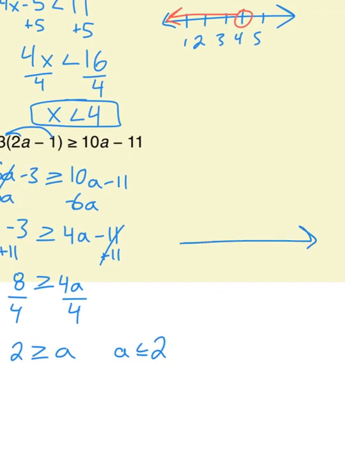And we're going to graph it. So 0, 1, 2, 3, 4. And we put our circle on 2. It is or equal to, so I am going to shade it in. It can be 2. And a is less than, so it's going to point to the lesser numbers.